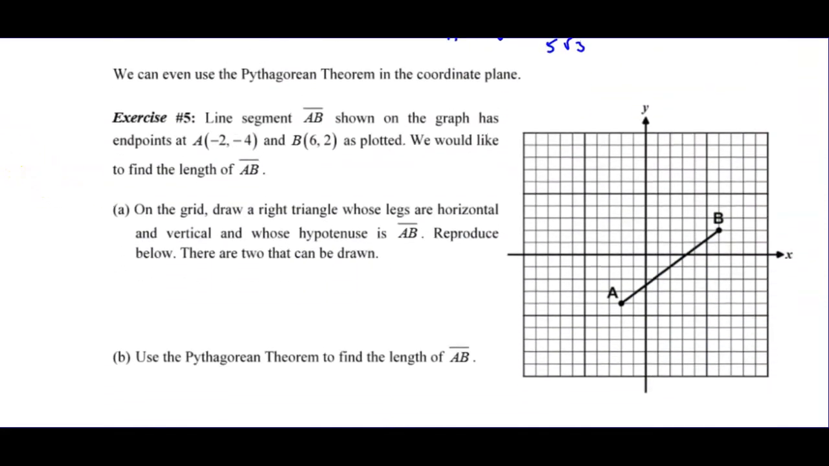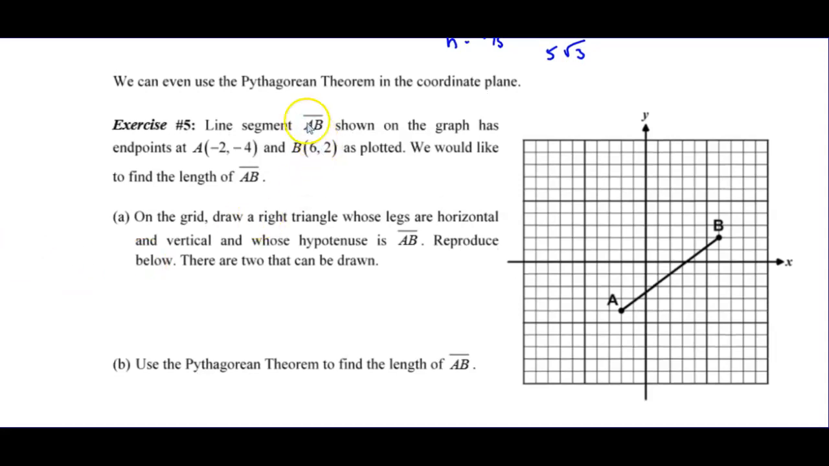And finally, exercise 5, working on a grid. We've got line segment AB already plotted with the endpoints. We want to find the length of it. In order to find the length, what we really are looking for is the triangle that this line forms. So if I draw a right triangle whose legs are horizontal and vertical, we can do that here. So I go A straight up. I'm making a dotted line here, but you could make a solid one if you want. And then I go across to B. Okay, and I just need to figure out how far that is.